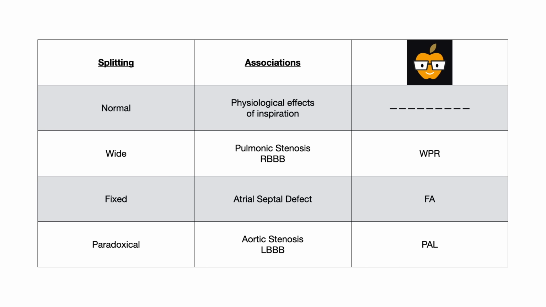So the way that I remember this is wide, pulmonic, right; fixed, atrial; paradoxical, aortic, left. So I think "wiper, first aid, PAL." Wiper, first aid, PAL. And those are my stupid mnemonics. Wiper: W for wide, P for pulmonic, R for right. First aid: F for fixed, A for atrial. And then PAL: P for paradoxical, A for aortic, and L for left. So if you remember wiper, first aid, PAL, then if you get a question on splitting and you can't quite remember the associations, knowing those silly, very simple sounding mnemonics can actually pick you up a free point.